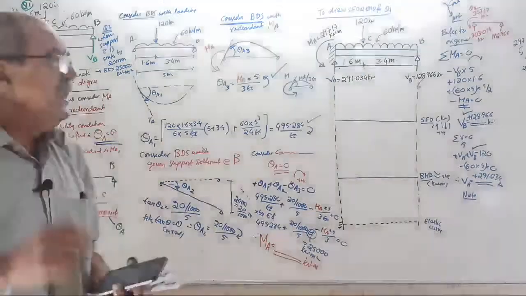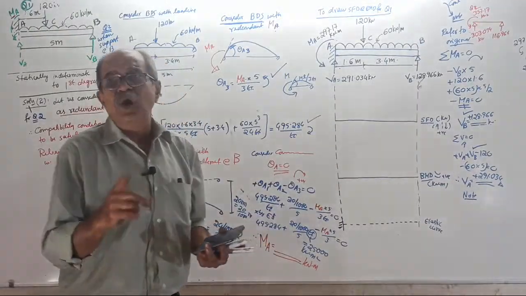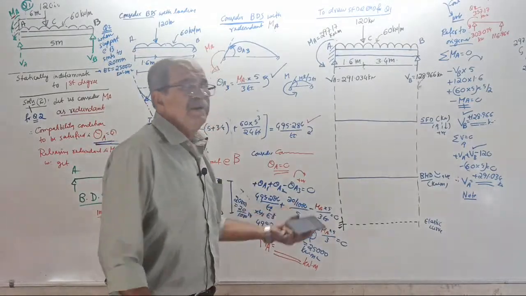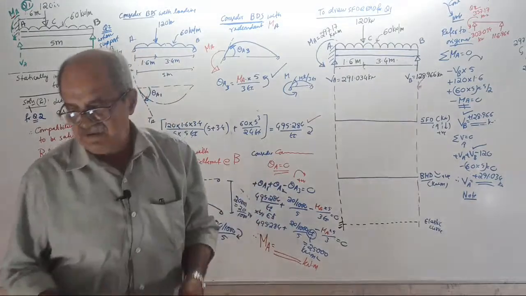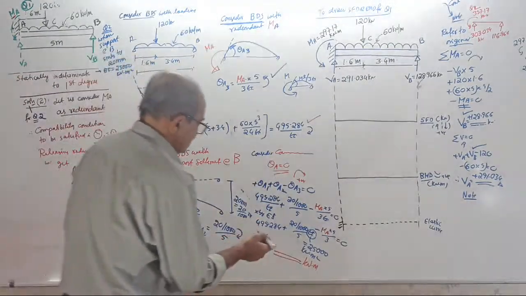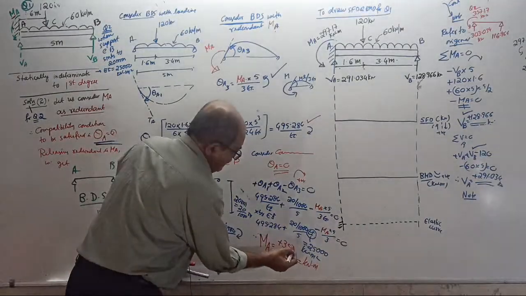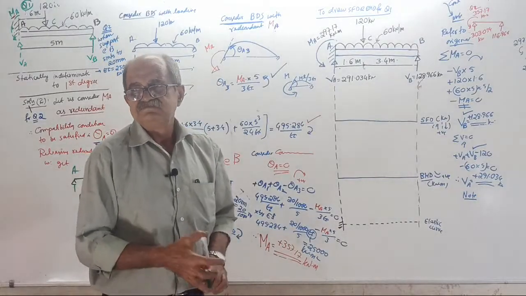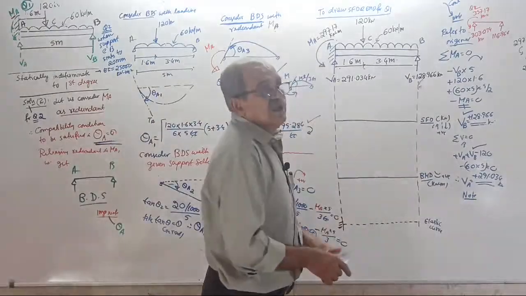You require the value of EI now. See, last time EI cancelled. Now one number has no EI. Multiply by EI. These two will cancel. That will come into EI. MA comes to 357.17 kilonewton meter. Correct?